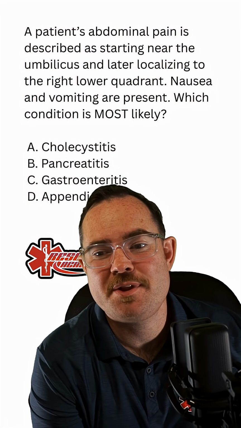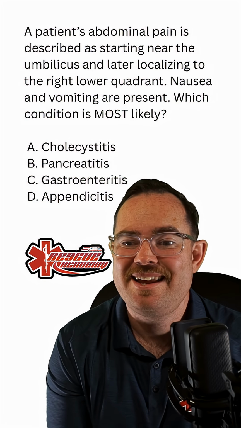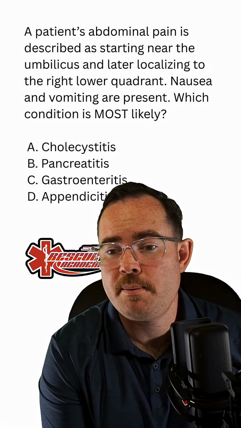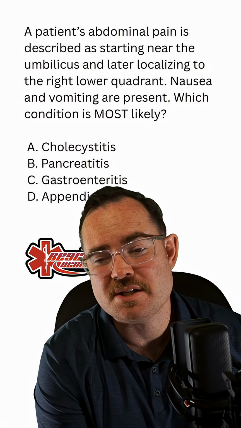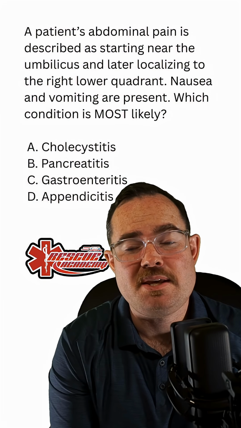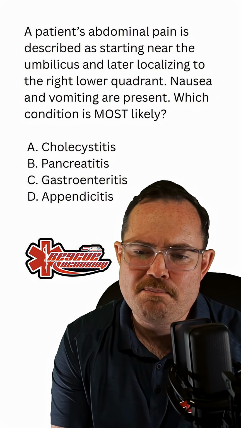So we have a patient with abdominal pain that is described as starting near the umbilicus and later localizing to the right lower quadrant. Nausea and vomiting are present. Which condition is most likely? Would it be A, cholecystitis, B, pancreatitis, C, gastroenteritis, or D, appendicitis?